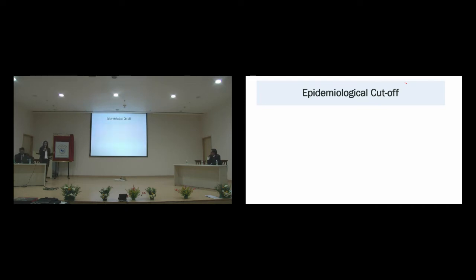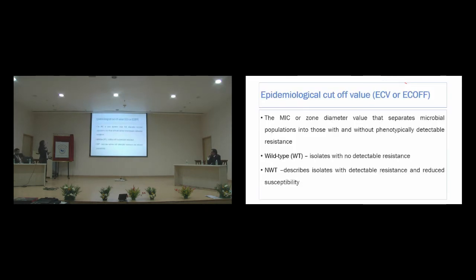Okay, next coming to epidemiological cutoff value. So what are these? In CLSI, you see it is given as ECOFF. In EUCAST, they mention it as ECV. So what is this? It's an MIC or zone diameter value that separates microbial populations with or without phenotypically detectable resistance. So we call them wild type and non-wild type isolates. Wild type is where there is no detectable resistance, whereas non-wild type describes isolates with detectable resistance and reduced susceptibility to drugs. This is the definition of wild type and non-wild type.